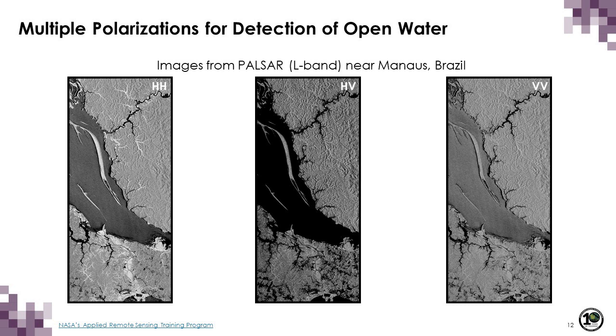Open water is a smooth surface which causes specular reflection, resulting in the radar signal being scattered away from the satellite and therefore appearing very dark in the image. And here you can see that open water is much darker at HV than at HH or VV, and hence it's easier to differentiate at HV. The reason for this is that since water is a smooth surface scatterer, there is no depolarization of the signal.